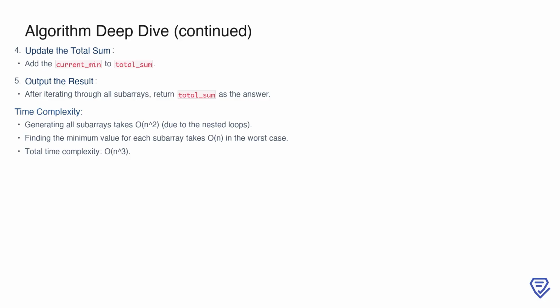Analyzing the time complexity, generating all subarrays requires 2 nested loops, resulting in O(N squared) complexity. Within each subarray, finding the minimum value through iteration takes O(N) in the worst case. When combined, the overall time complexity of this brute force approach is O(N cubed). While this guarantees correctness through exhaustive computation, it is highly inefficient for larger arrays.